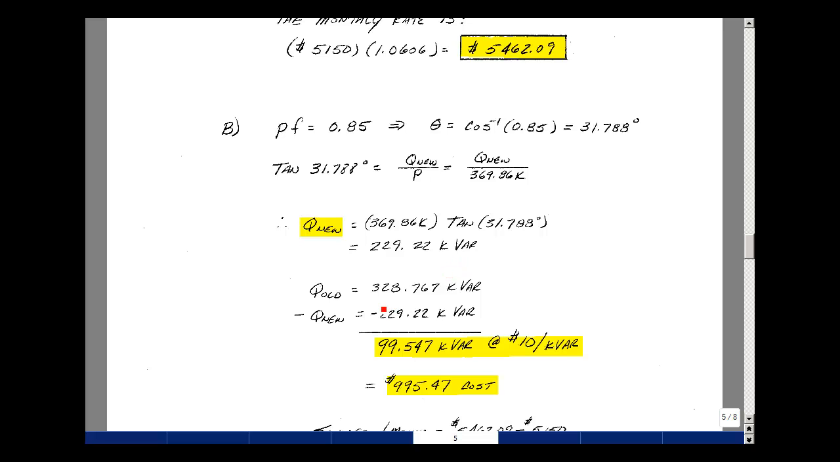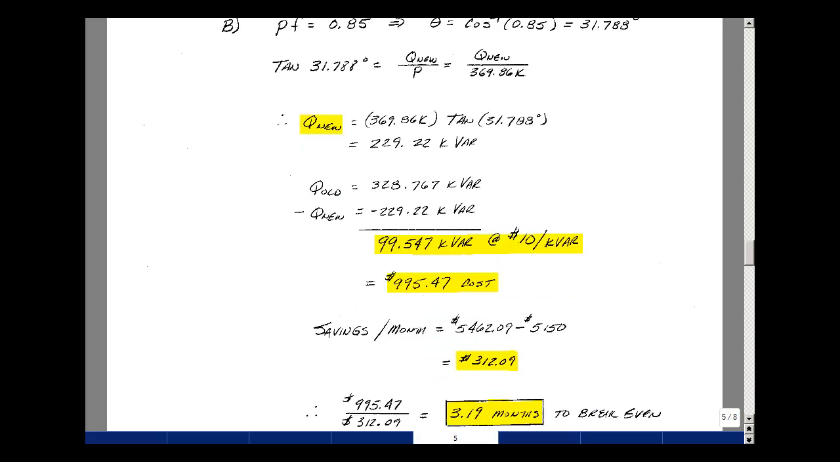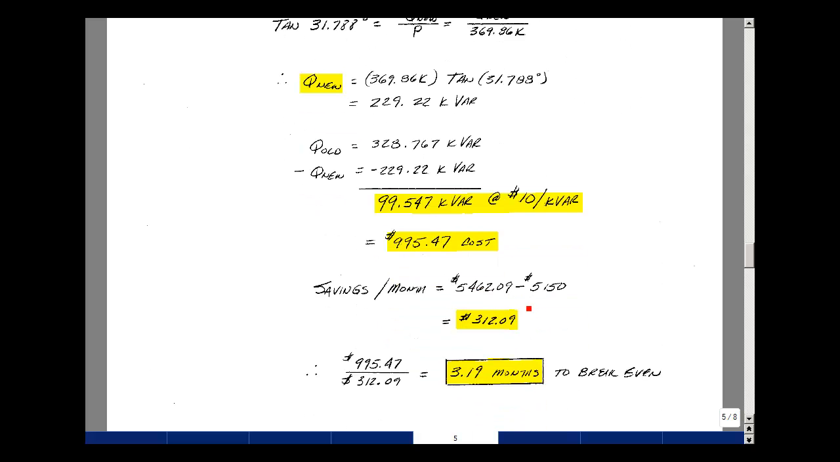Our old value was 328.767 K. We need to get to 229.22 K. So it's a difference of 99.547 kilovars. It cost us $10 per kilovar to do this. So our total cost is almost $1,000. Okay, what are we going to save per month? Well, this is the rate we would pay if our power factor was 0.85. And we're currently paying this, and so it'd be saving $312 a month.